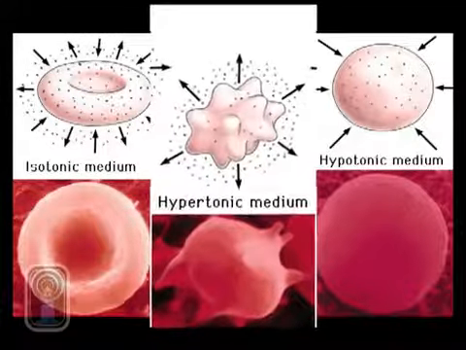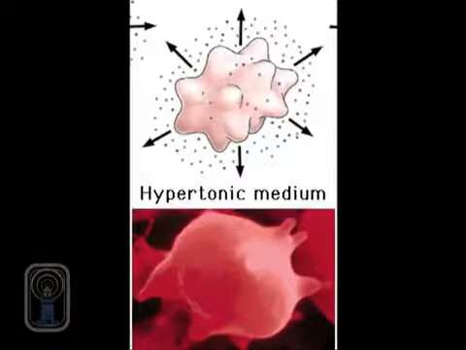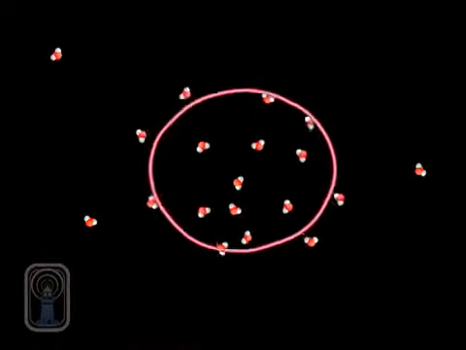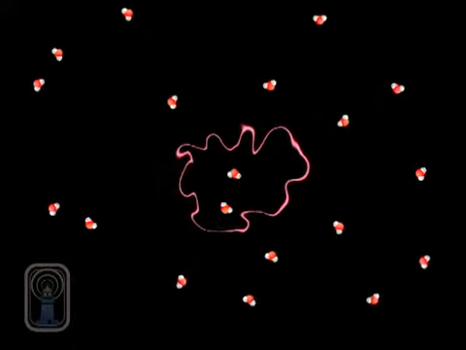If a solution is hypertonic, there is a greater concentration of solute outside the cell than there is inside the cell. As a result, water leaves the cell and the cell shrinks.